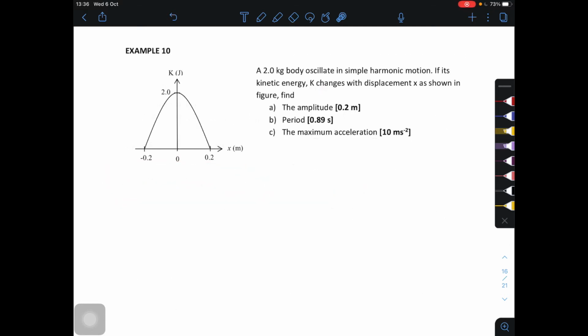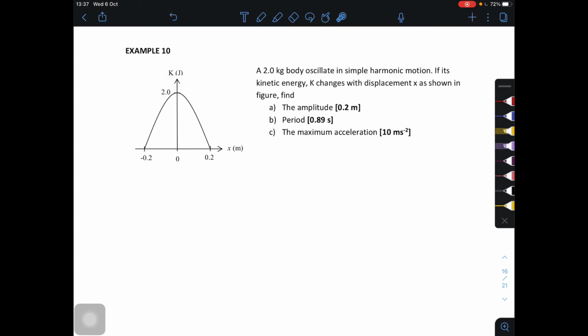Okay, now let's look at example 10. A 2 kg body oscillates in simple harmonic motion if its kinetic energy K changes with displacement x as shown in figure. Find the amplitude, the period, and the maximum acceleration. Okay, so we are given the figure here, di mana kinetic energy against displacement. So value K against displacement.